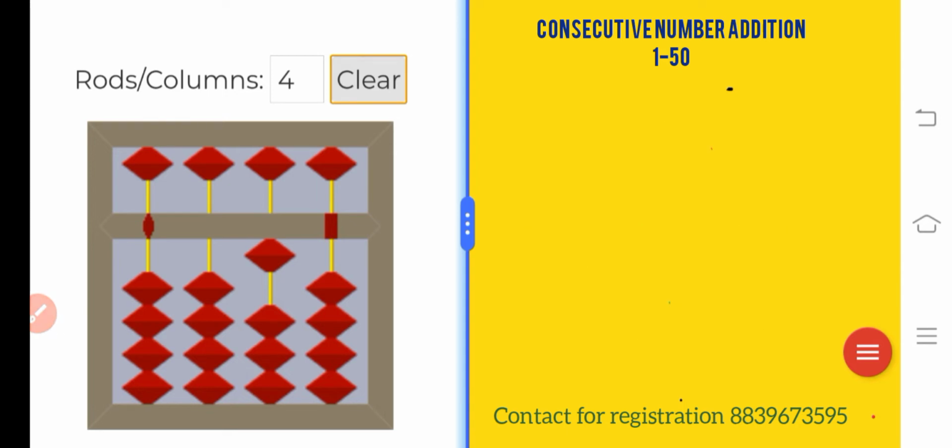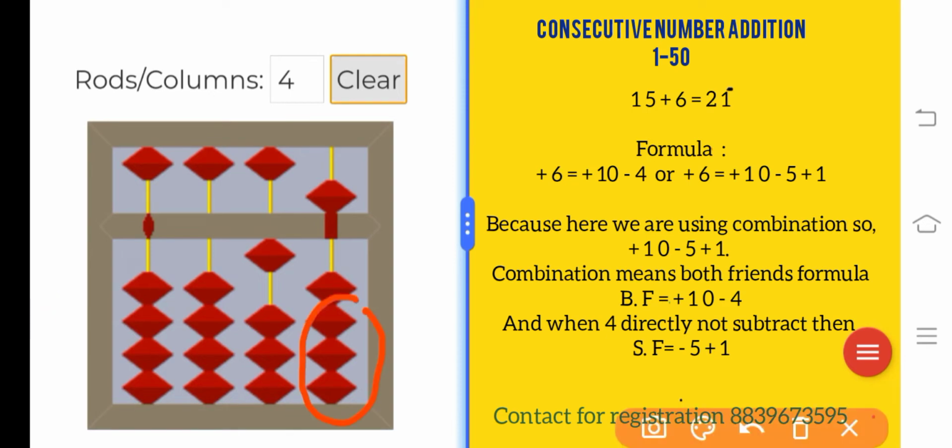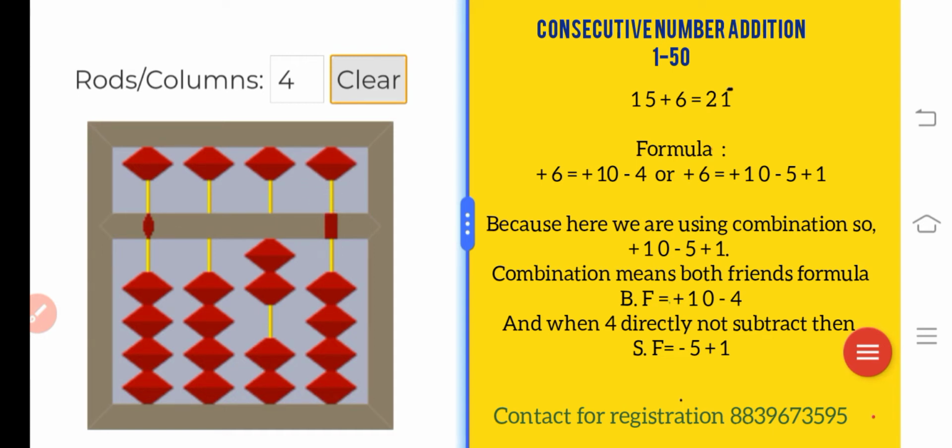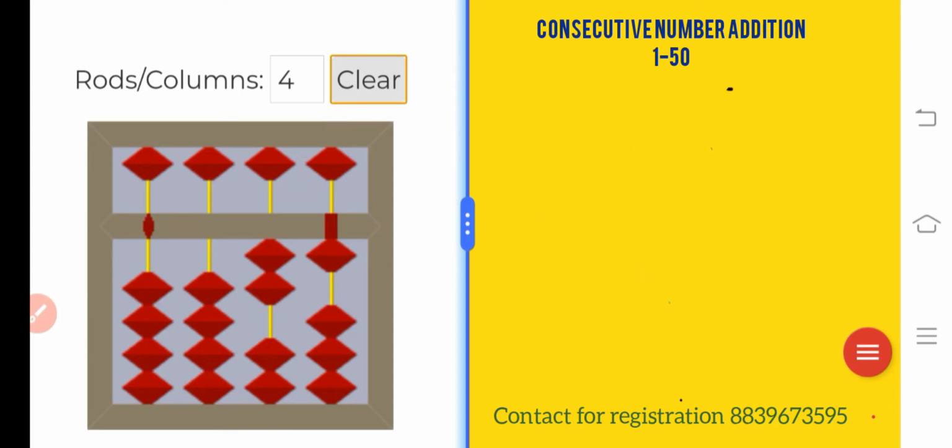Again we have to add 5. So we will simply add 5 because we have 5. Now we have to add 6. We can't add 6 because we don't have 6 beads in the first row. So for adding 6, what is the formula? The formula is plus 10 and minus 4. Here we cannot subtract 4 directly, so we will use the formula minus 5 and plus 1. Again we have to add 7. We can add 7 directly because we have beads in the first row.